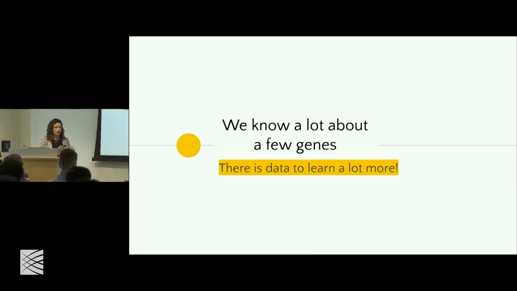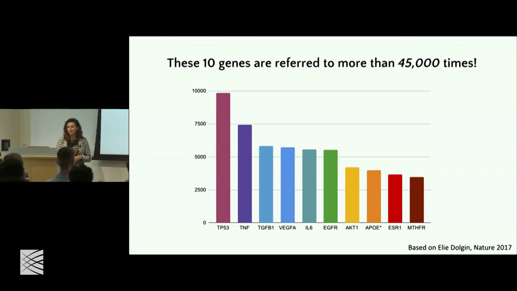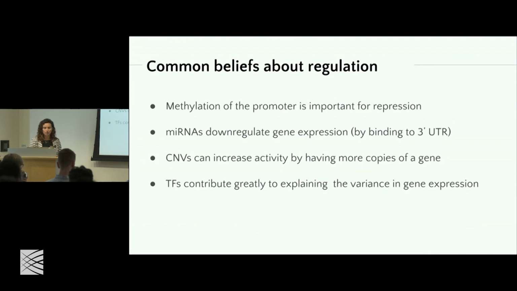It turned out that we know a lot about just a few genes, right? We know that there are tens of thousands of genes, but these 10 genes, from Dolgin's paper in 2017, are referred to in literature and explored in 45,000 papers. Obviously an estimate, but TP53 is in 10,000 papers, right? I didn't put the end tail of this distribution, but there are a lot of genes that are never mentioned or mentioned once. So the regulation of these genes is not known. It's not known how they contribute to the biology of the cell. So this is one of the reasons for the project that Lauren has spearheaded that I will talk about now.